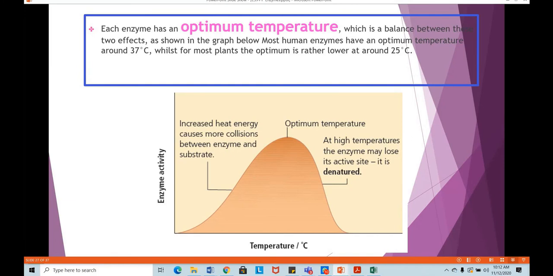Whilst for the plant enzymes, the optimum temperature is rather low. It is around 25 degrees centigrade. All right, so the optimum temperature is different for different types of enzymes depending upon the location where they act. Maybe in humans, in the stomach or pancreas, or maybe in plants, depending upon where they act, the optimum temperature is different. So clear about the optimum temperature, girls? Any questions?